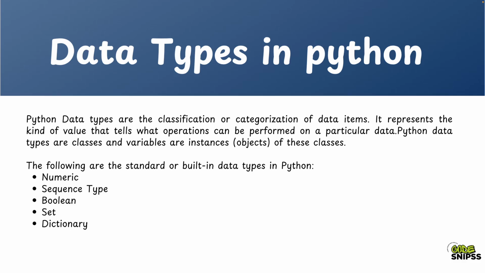Hey everyone. In this video, we are going to discuss data types in Python. So we have various types of data types such as numeric, sequence type, boolean, set and dictionary present in Python. So what is a data type?